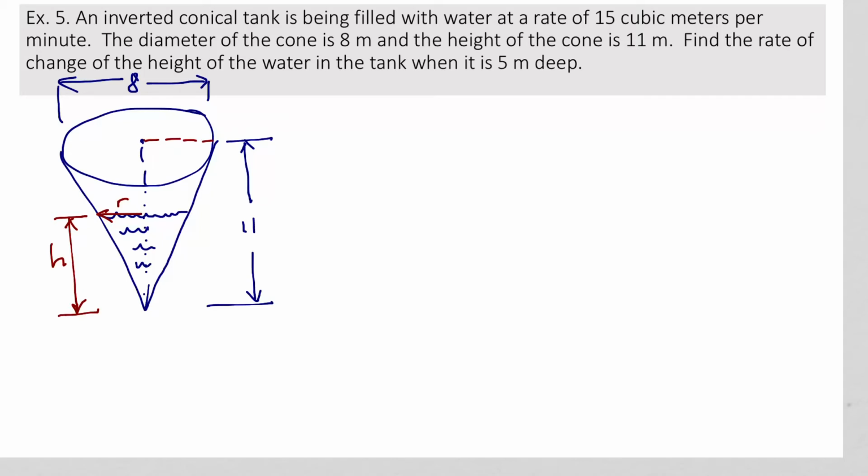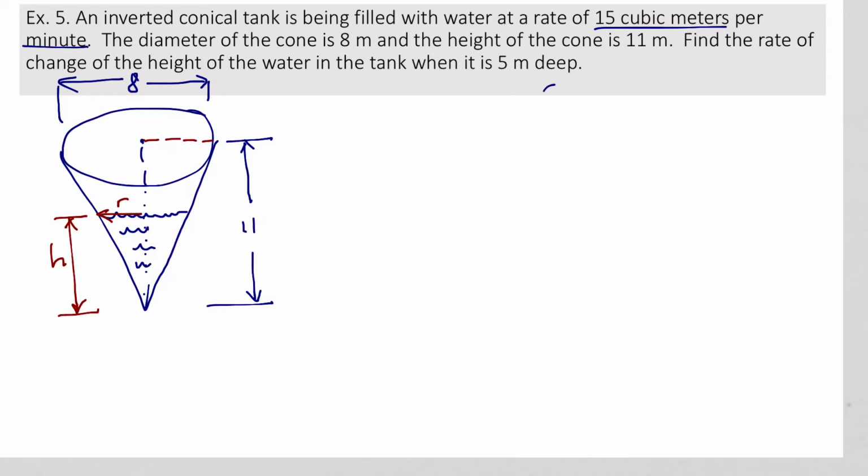At a rate of 15 cubic meters per minute. The diameter of the cone, that's this dimension here, is 8 meters, and the height of the cone here is 11 meters. We're asked to find the rate of change of the height of the water, that's this height here, in the tank when it is 5 meters deep, when h is 5.